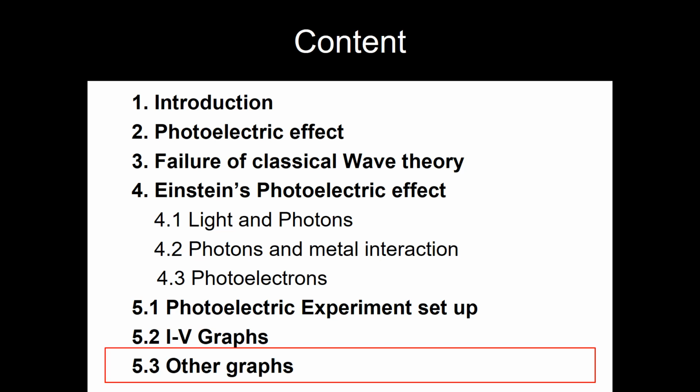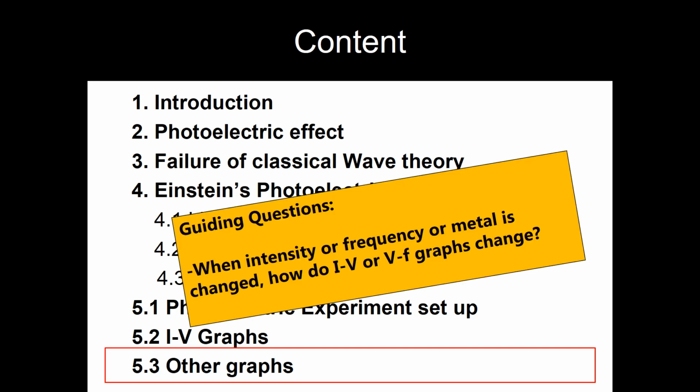So the rest of this chapter is about how you can manipulate various factors and change the graphs. And not just IV graphs, but some other graphs that are also important. Okay? So if you understand the photoelectric effect and you understand the equation, all of these graphs can be created by you. Okay?